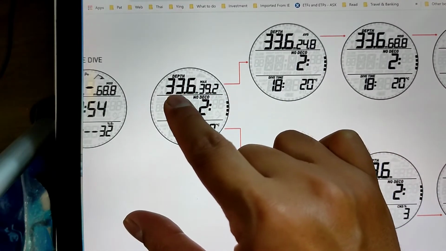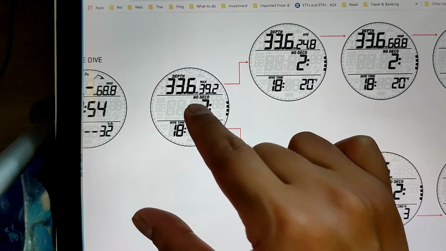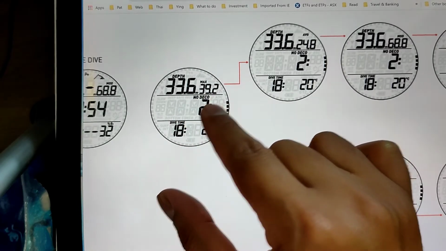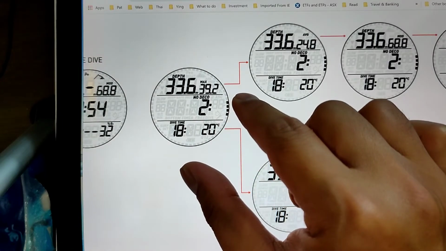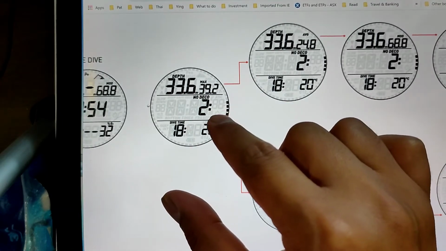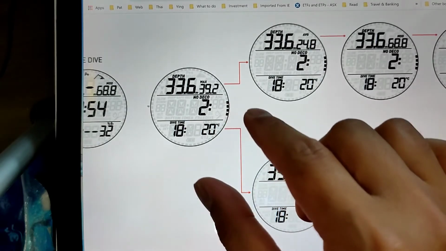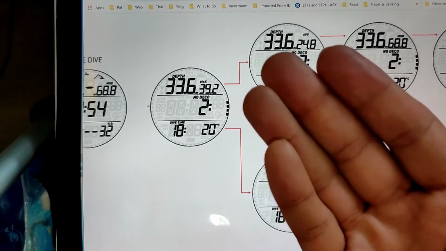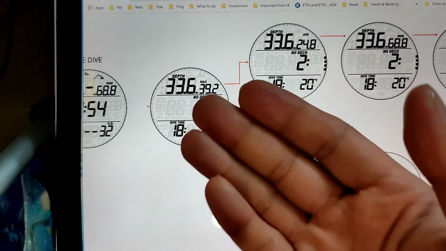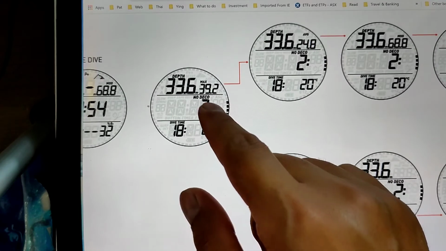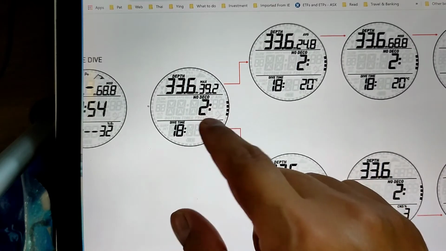At 33.6 meters, how many minutes can you stay? You can stay 2 minutes. You can stay 2 minutes right here at this depth. If you go up, what happens? You can stay longer. The number keeps changing depending on where you are in the water, how deep you are.